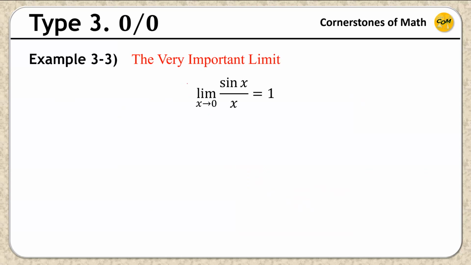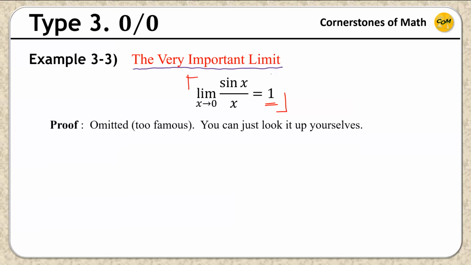But perhaps the most famous limit of this type is this: the limit of sine x divided by x as x approaches 0 equals 1. This limit does not have a universally accepted name, but I still want to call it the very important limit. The proof of this limit is also very important, but it takes too much time, so it's omitted here. You can look it up if you want to. It's very famous, hence you can easily find it.